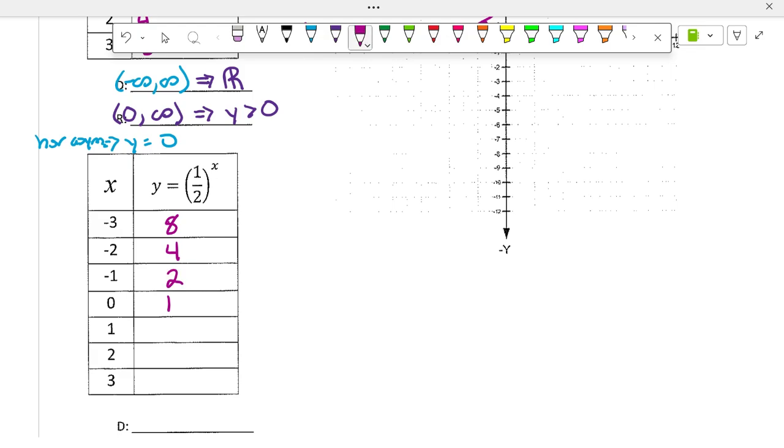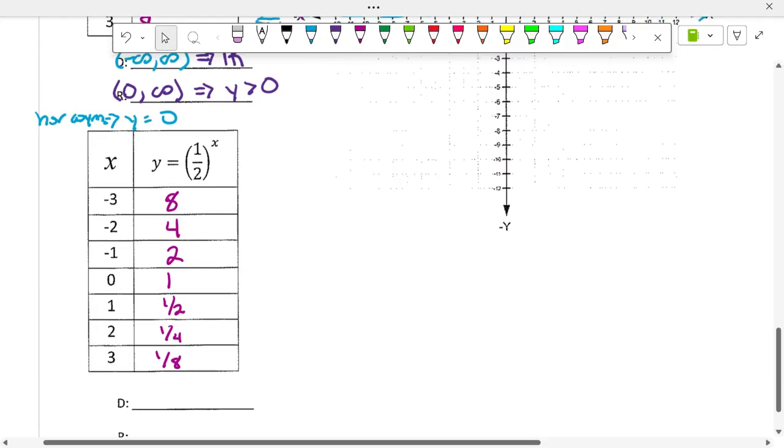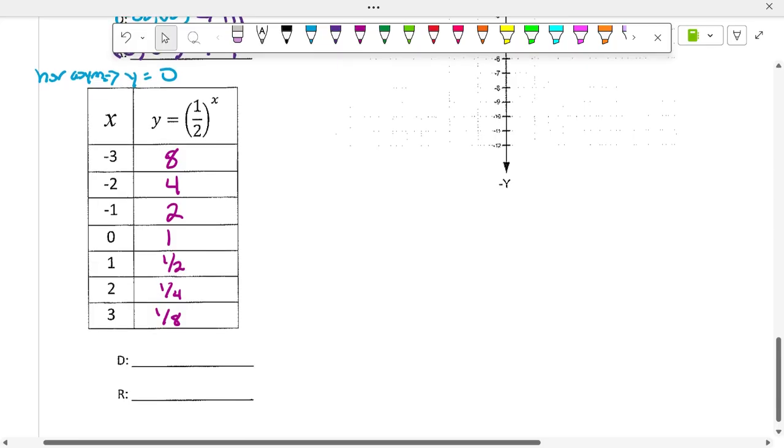2. All right. So 1/2 to the negative 1 is 2. 1/2 to the 0 power is 1. 1/2 to the first is a half. To the second is a fourth. And to the third is an eighth. And again, you could put this in your calculator and it'll give you the exact same thing.